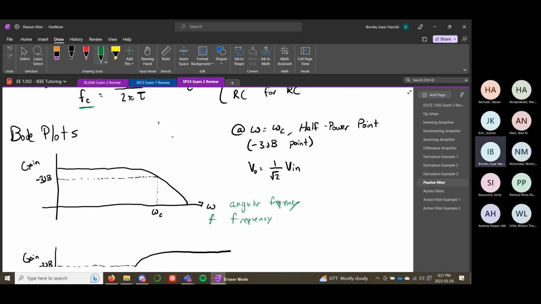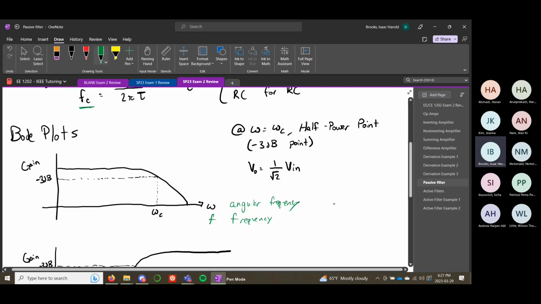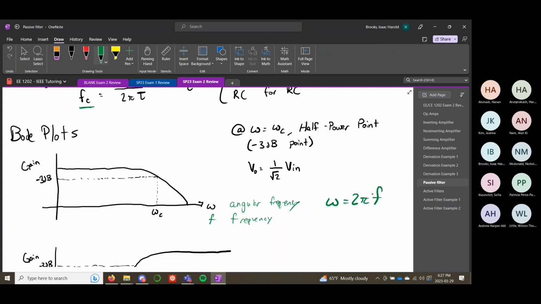I don't like the way my handwriting looks with the thin pen. And these are related with this equation, omega equals 2 pi times f. And that's important. I could definitely see one of your questions being you're given a sinusoidal signal, and in the sinusoidal signal, you can grab the omega parameter. And if they ask for the frequency or the period, you're going to have to convert it using this.